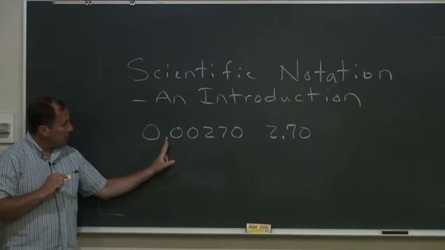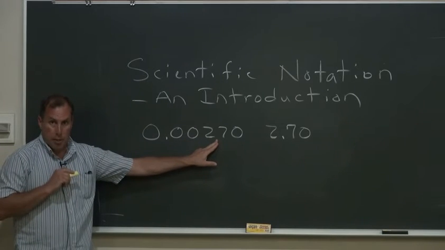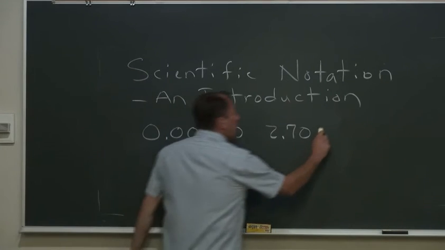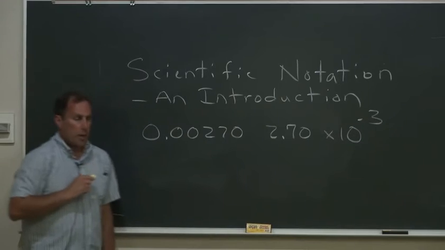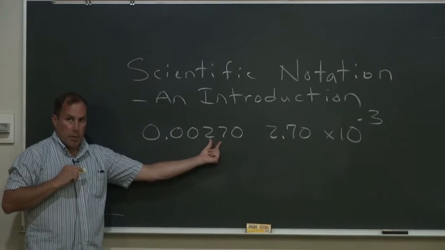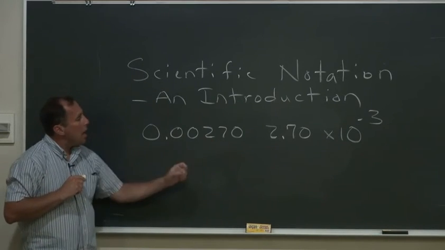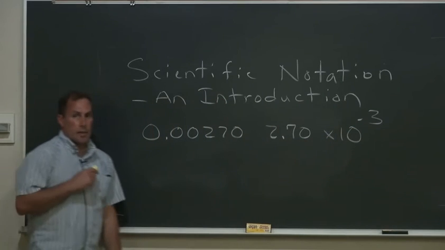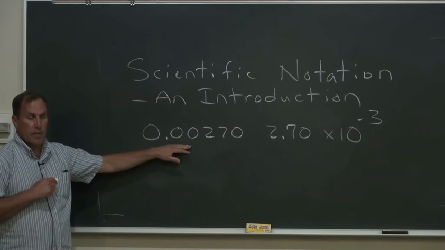The decimal place is here, and 1, 2, 3 transitions are needed to have the decimal place after the first number, which is a 2. I'm going to write times 10 to the negative third. 1, 2, 3. I moved the decimal place over 3 times. Perhaps you might think of this as dividing by 1,000. The value here, negative 3, is negative. That's a reflection that this number is small, smaller than the number 1.